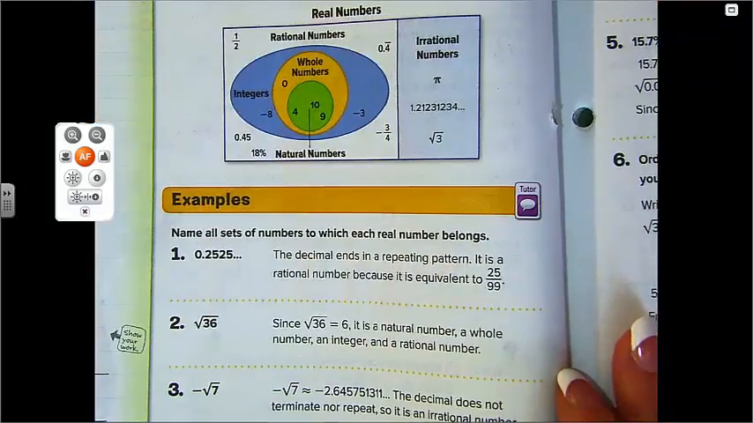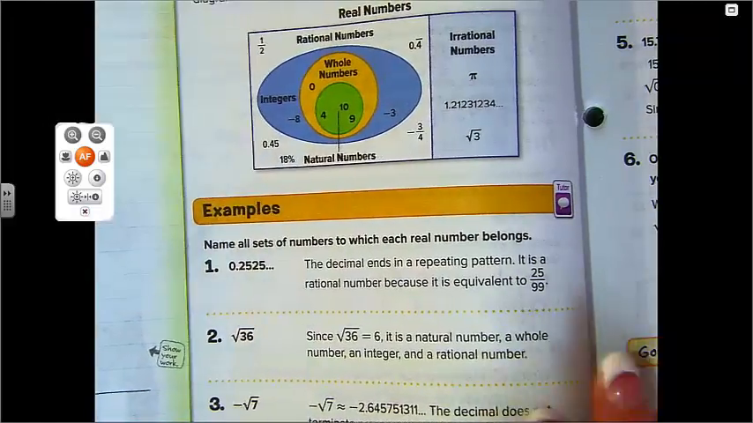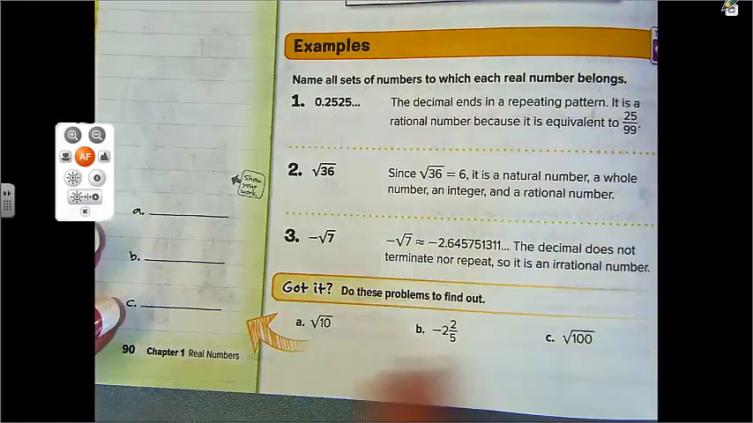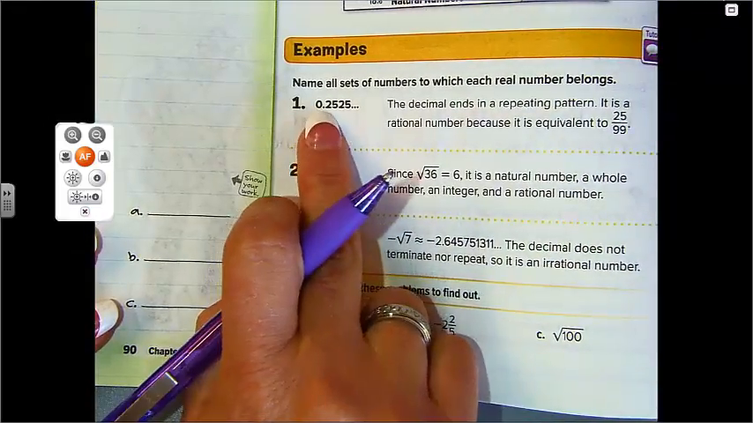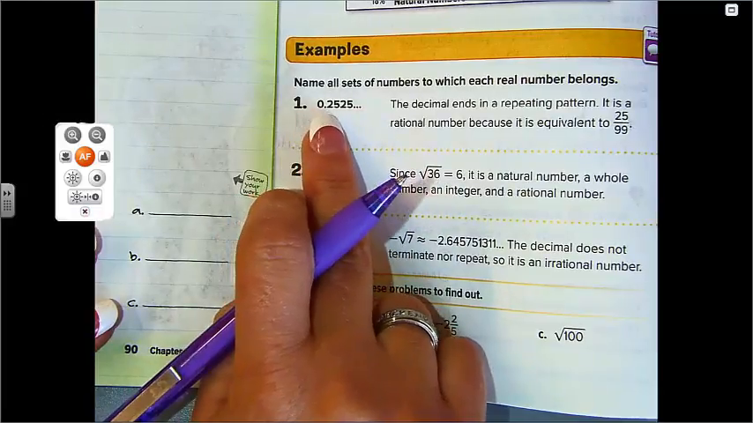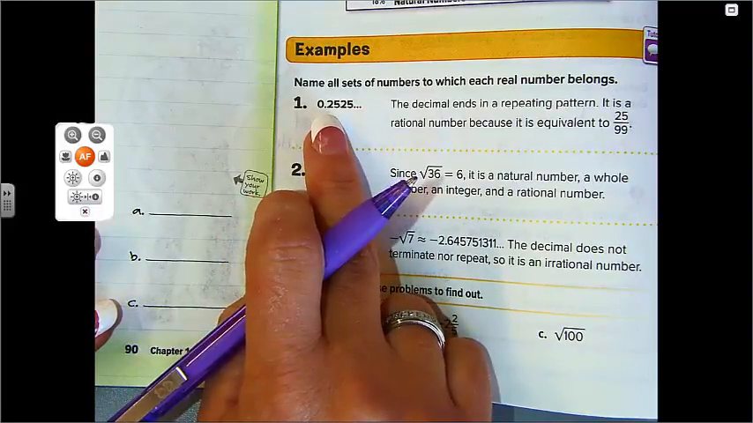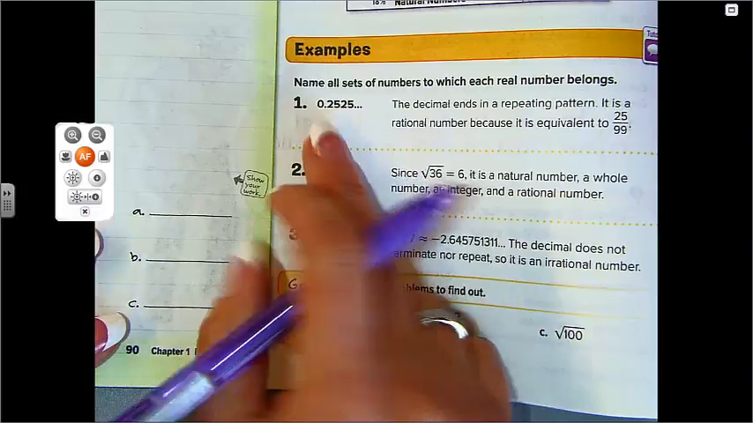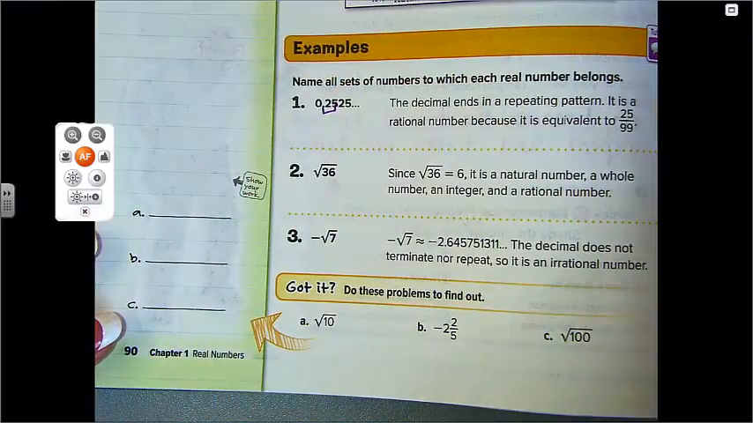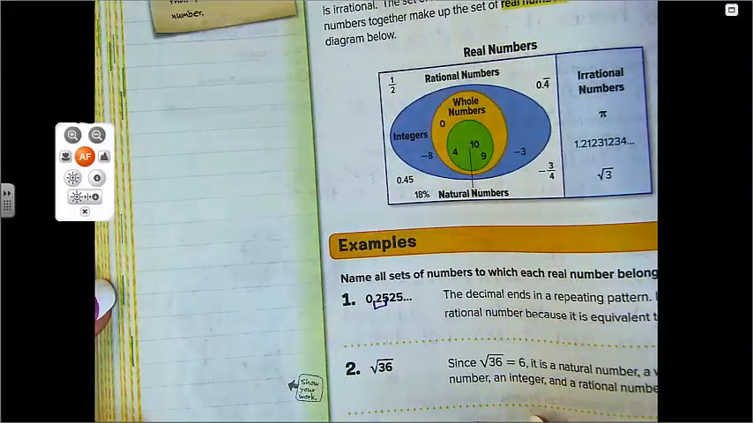So now let's use this information. I want to classify which sets of numbers these belong to. Well, if I look at 0.2525, and these 3 dots mean it goes on forever, so it'd be 0.252525252525 forever. Does that repeat? Yes, the 2 and the 5 repeat in that decimal. So I know that it's a rational number.